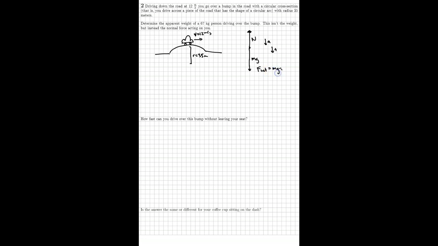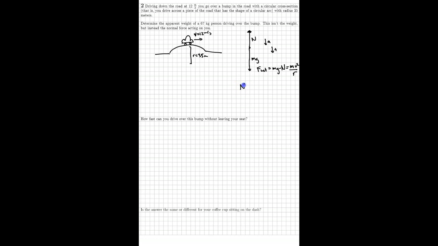So my F net is mg minus N, which is m times a, and I'm going to use v squared over r for a here because I have the v. So the apparent weight is the normal force acting on you. Like when you're in the elevator and the elevator accelerates up and the normal force gets bigger, you feel a little heavier. That's because of the normal force changing, not because of your weight changing.